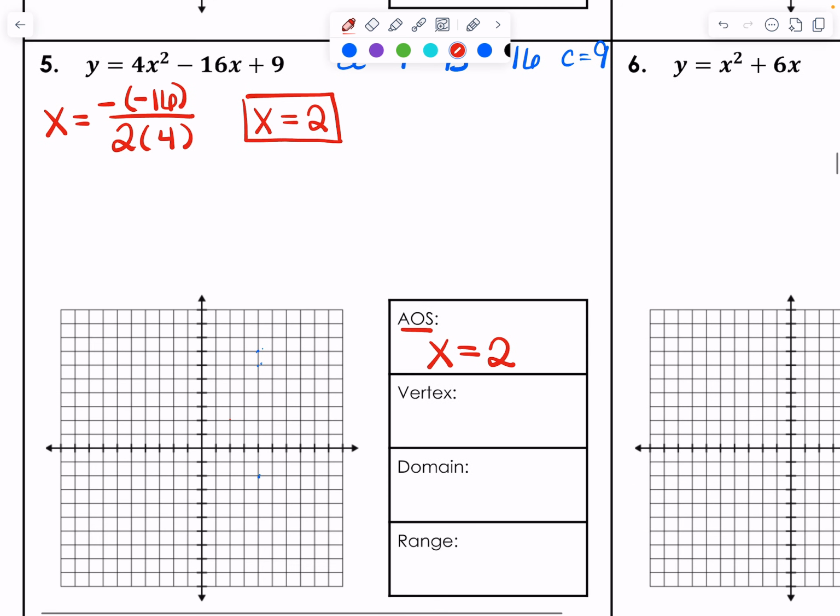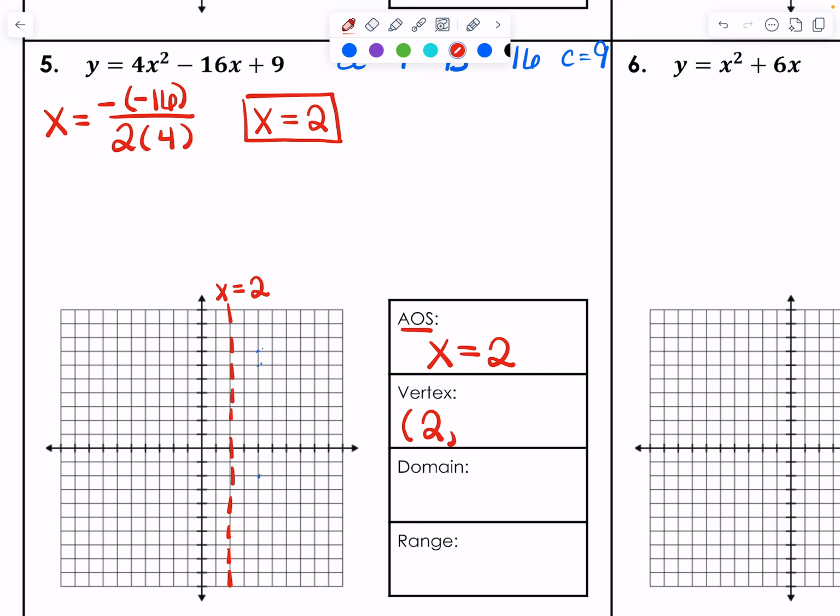Now, I can also put that in as the x value of the vertex. I can also graph that on the coordinate plane. That's what's going to cut our graph right down the middle. Okay, so x equals 2 for the axis of symmetry.